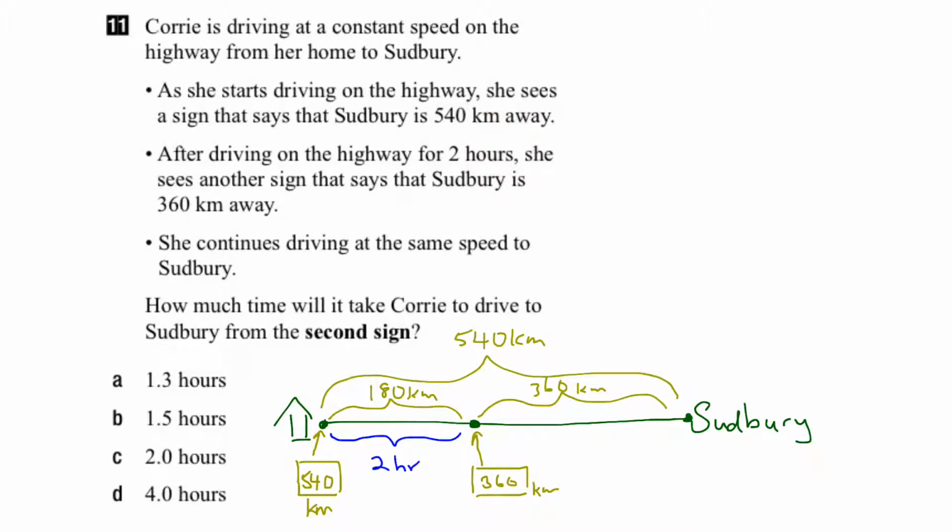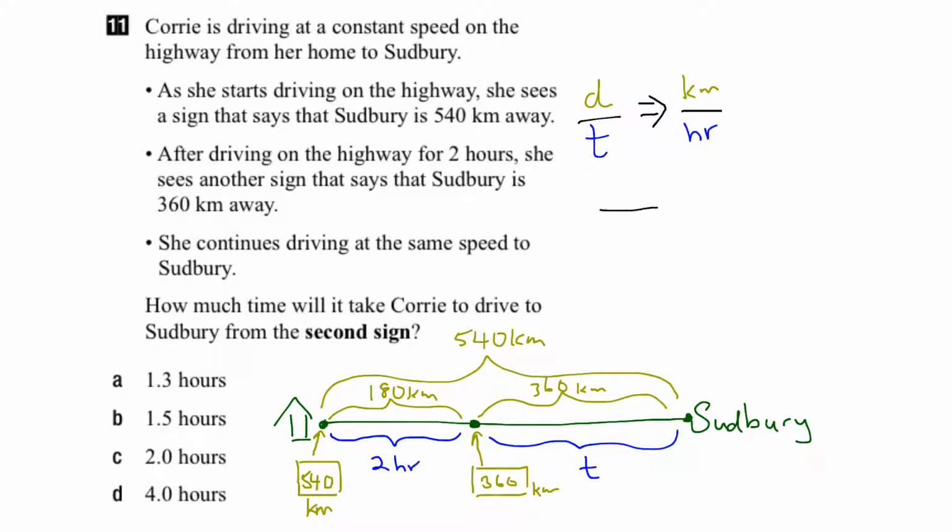And what we have to find out then is how much time it will take Corey to drive to Sudbury from the second sign. So what we're asked to find out is this time right here. And because we're told that she is driving at a constant speed and that she continues to drive at the same speed to Sudbury, we can take this part here and make it a proportion. Now we know that speed is distance divided by time. Or if you like, you can use the units, that's kilometers per hour.